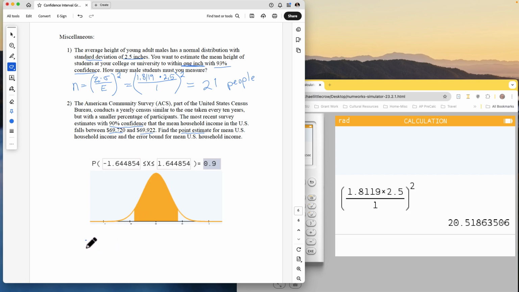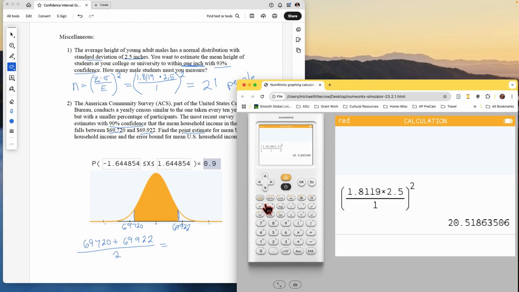Okay, so what this is saying is we want to find what's between these two numbers. The way we do that, you take the two numbers, add them together, and then divide by 2. That will give us the middle point, which is our point estimate. It'll give us the mean. Because remember, what we're really doing is this is the interval, where this is our 90%. So 69,720 and 69,922. That's what a confidence interval is. We're looking for the mean in the middle.